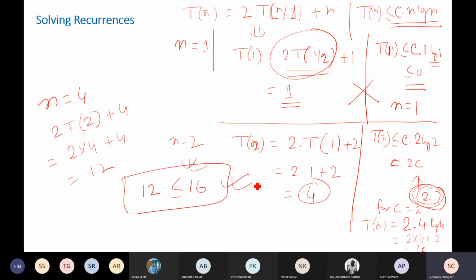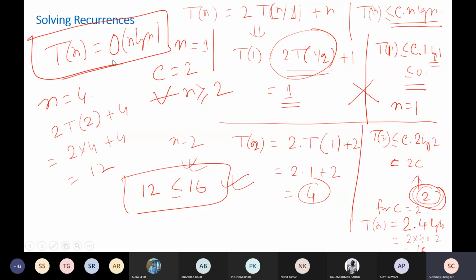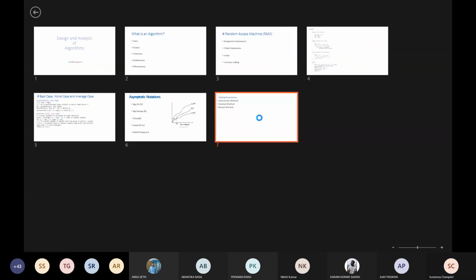So this is true. Therefore, for C equals 2 and for all n greater than or equal to 2, we can write that our assumption T(n) equals big O of n log n is correct, and hence this is the correct solution. Okay, right? Very good.